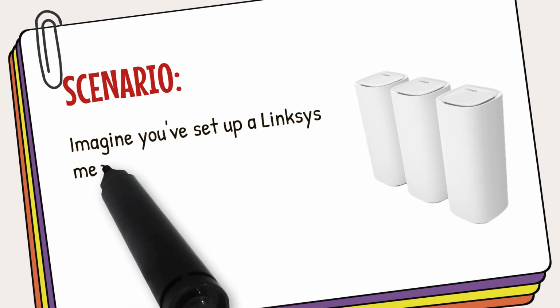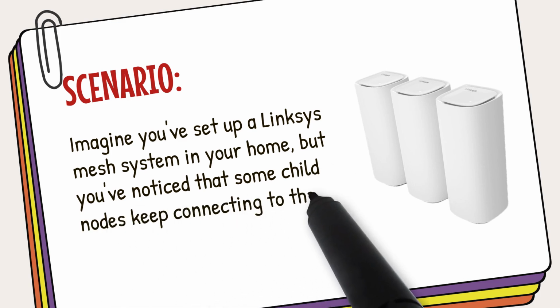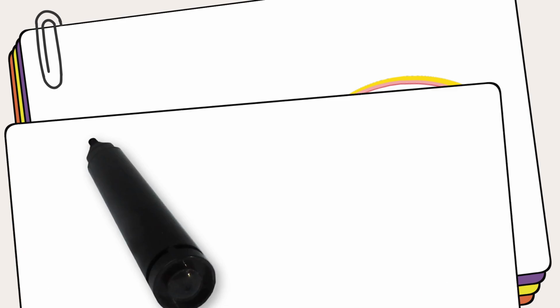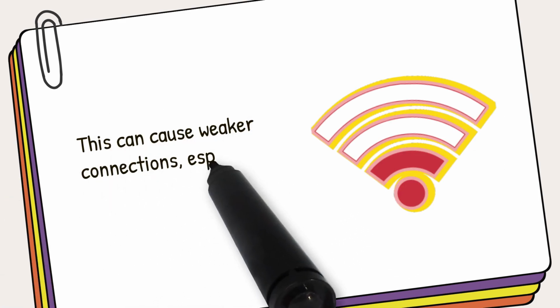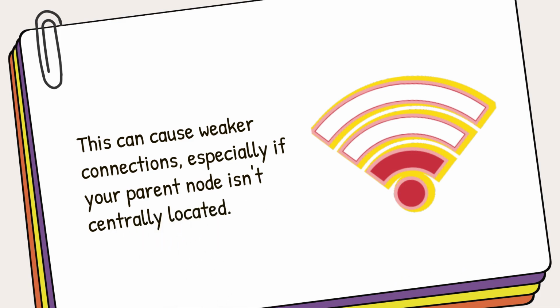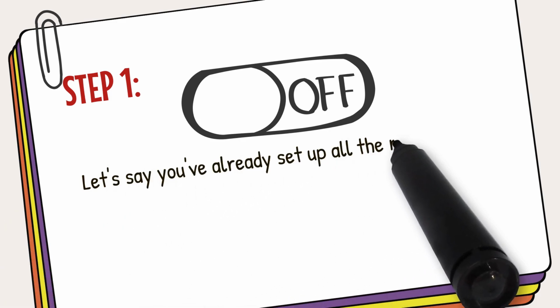Imagine you've set up a Linksys mesh system in your home, but you've noticed that some child nodes keep connecting to the parent node, even when there are closer nodes available. This can cause weaker connections, especially if your parent node isn't centrally located. In this video, I'll guide you through a quick boot sequence to ensure each node connects to the best upstream node for reliable coverage. Let's say you've already set up all the nodes.